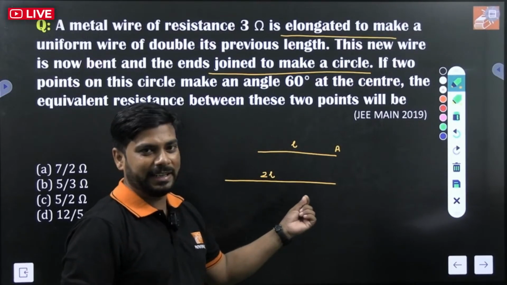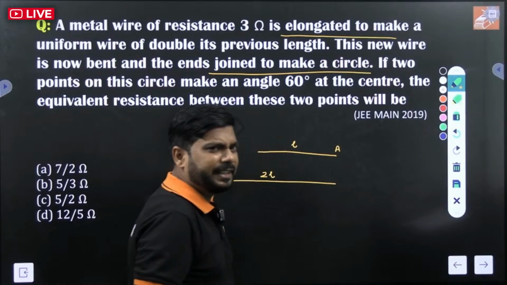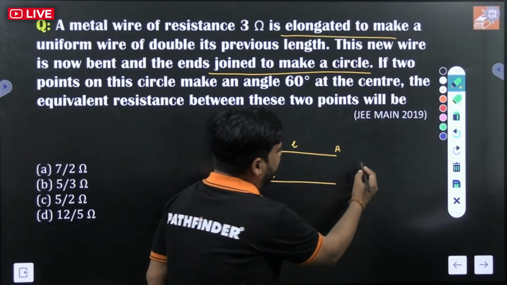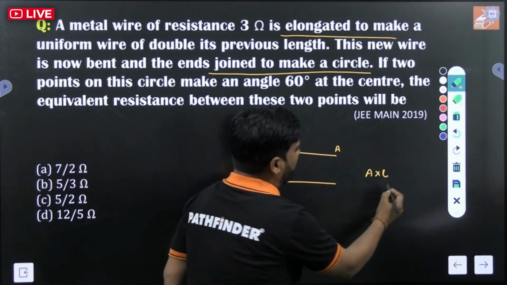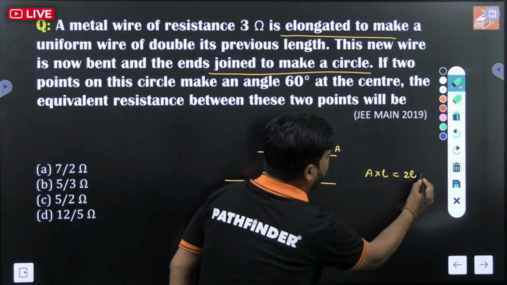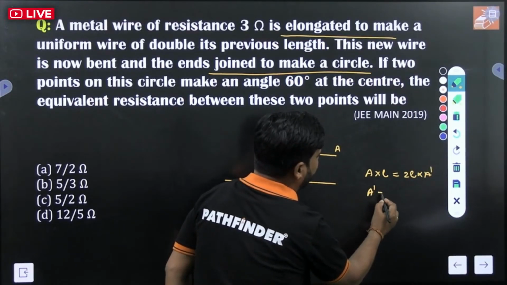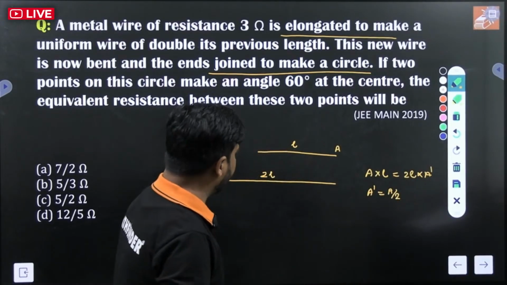Initial area is A. Now what will be its final area? For that, what is constant here? Volume. Volume is not changing here. So can we write here A into L? This is our initial volume. That will be equal to final volume 2L into A dash. From here, if you calculate A dash, it will become A by 2. So area will become half.